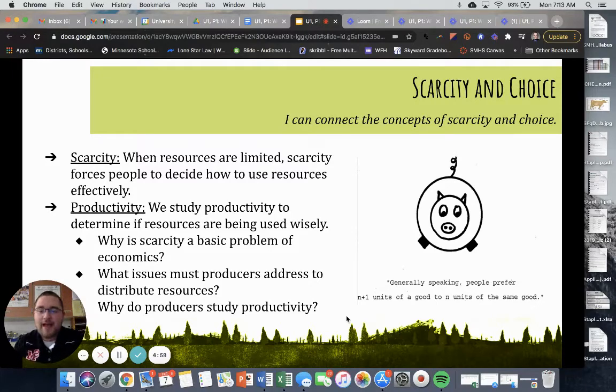All right, welcome back, Agriculture Economics. So we're going to wrap up this presentation by talking about a couple of other key terms that are going to reappear many, many times throughout our time together this semester.